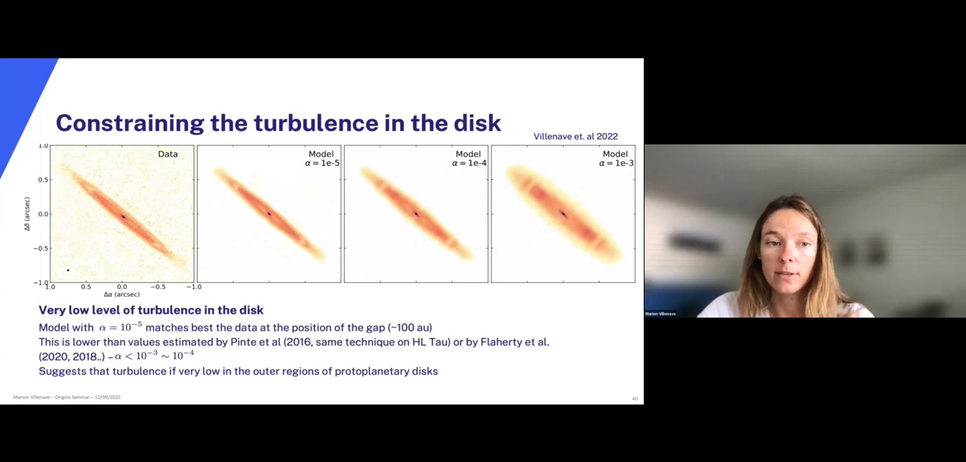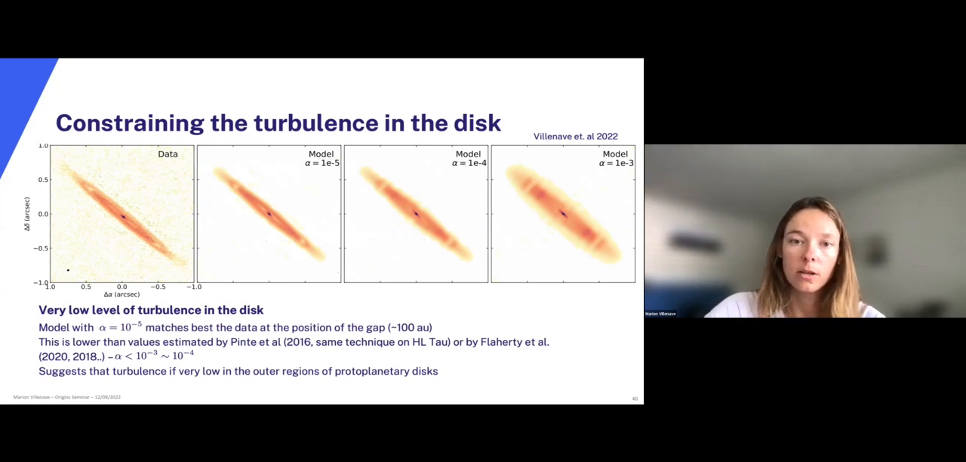On the left, you have the data, and then you have a model with the turbulence parameter alpha of 10 to minus 5, 10 to minus 4, and 10 to minus 3. Again, as we go from left to right, we can see that the outer gap is seen less and less clearly. The best model being the first left model, which is alpha 10 to minus 5.